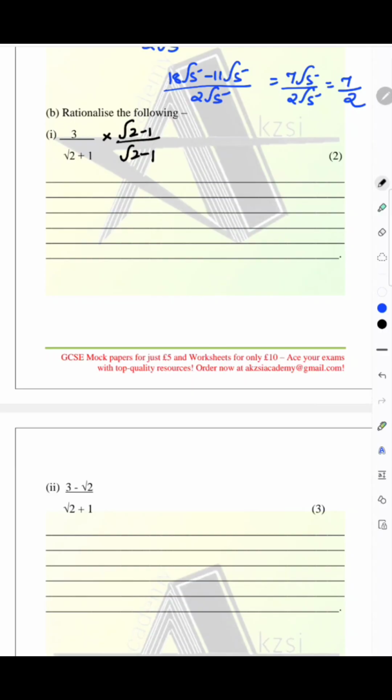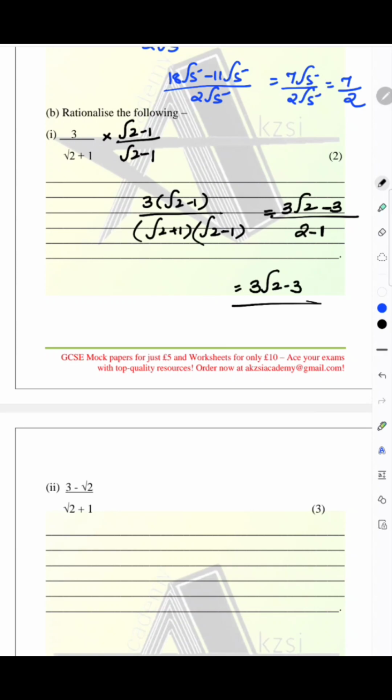So when I do this, this will give me 3 times root 2 minus 1 over root 2 plus 1 times root 2 minus 1. So that will give me 3 root 2 minus 3 over root 2 plus 1 times root 2 minus 1. When I expand this, multiplying this and this, I'll get the answer as 2 minus 1. So the final answer is 3 root 2 minus 3.